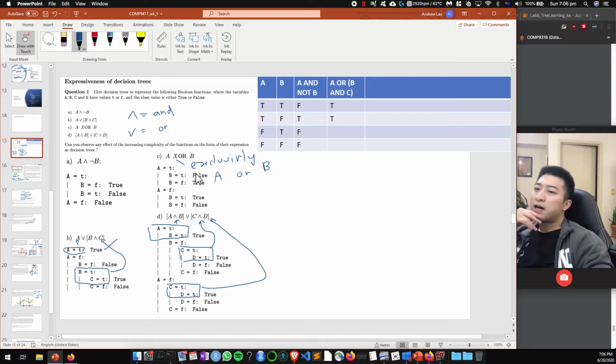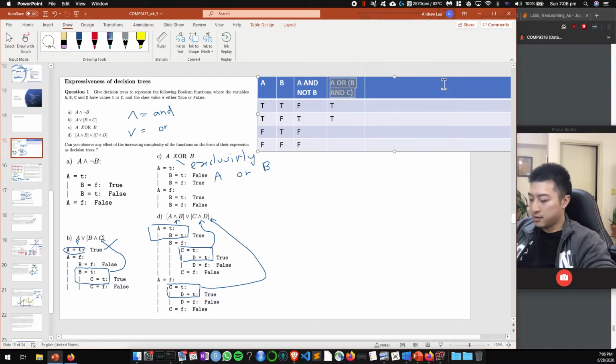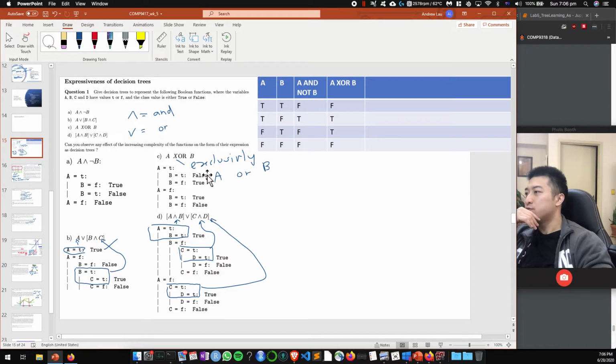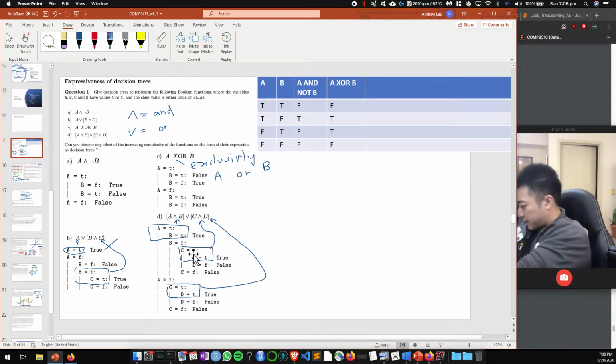Now, XOR, I had a question last week in the tutorial about this. XOR means exclusively or, so A exclusively or B. So maybe I can do it here actually. A XOR B. It's this: only A or only B at the one time. You can't have both, and also you need one of them. So the only time this can happen is if A is true, B needs to be false, or if A is false, B needs to be true. This one's a little more fiddly, so you might need to think about it.